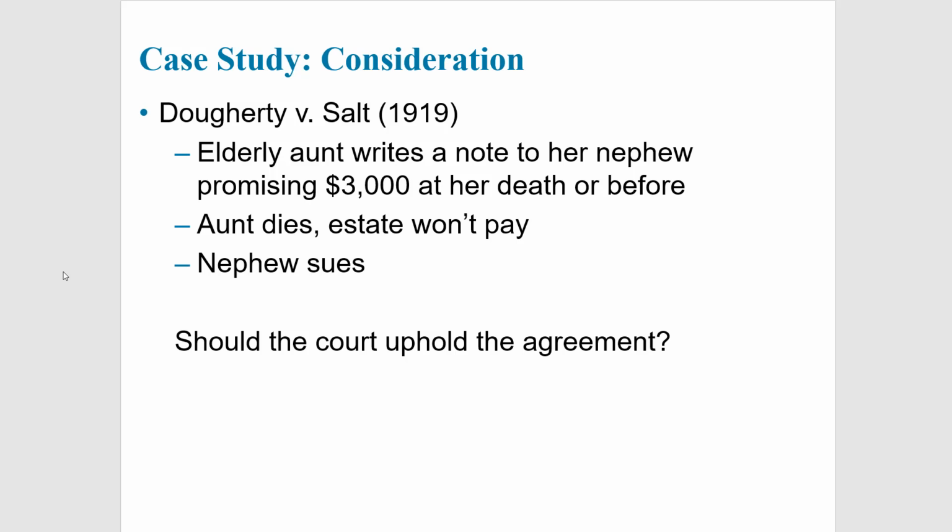So before we jump right into the core of the material, let's look at a couple cases and see if you can tell the difference between the two. In the first one, Doherty versus Salt, this happened in 1919. An elderly aunt writes a note to her nephew promising $3,000 at her death or before. The aunt dies and the estate won't pay. Keep in mind that $3,000 in today's dollars would be probably closer to $100,000. So it's quite a bit of money. So the aunt dies and the estate won't pay, and then the nephew sues. And there's a question about whether the court should uphold the agreement that this aunt and her nephew had.